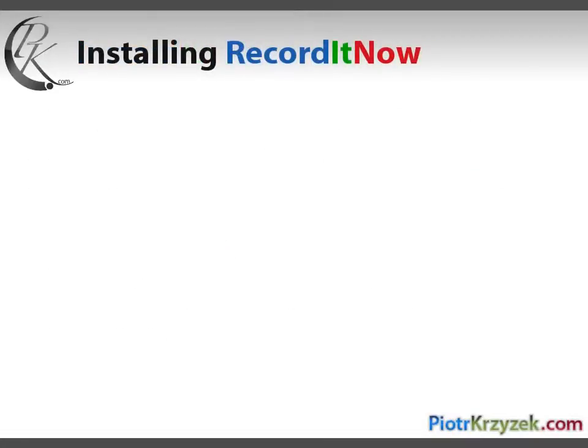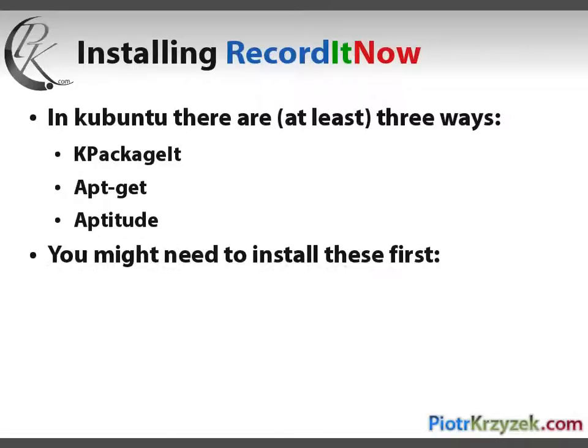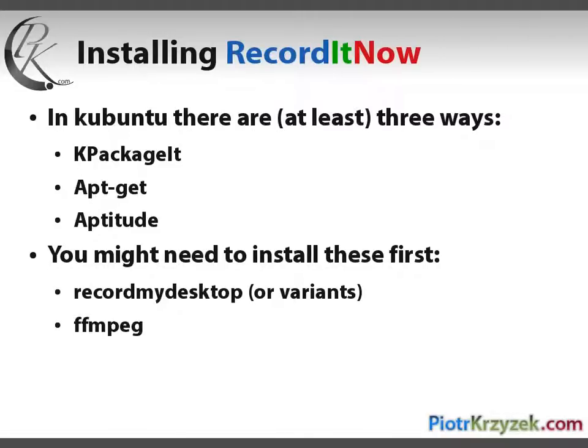Now, let's talk about how to install it. If you're using Kubuntu, it's very easy. You can install it from KPackageKit, apt-get, or aptitude. apt-get and aptitude are command line versions. KPackageKit, probably all of you know. Though before you install it, you might need these 3 things: Record My Desktop, which you need to record video, FFmpeg, or mencoder.